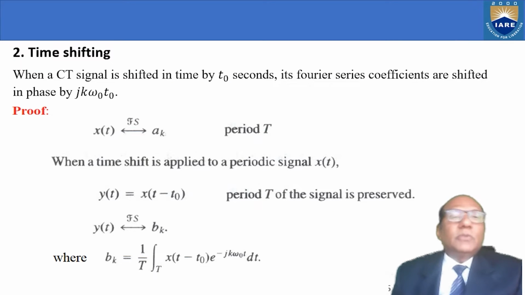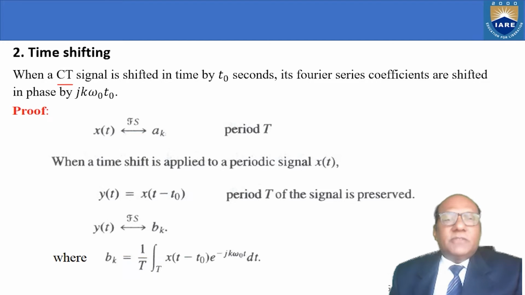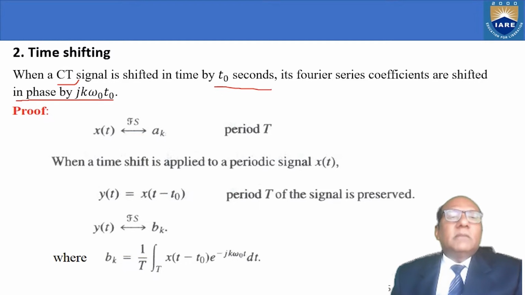Now let us move to the second property, that is time shifting. Consider a continuous time signal. CT means continuous time signal, which is shifted by t naught seconds. Then its Fourier series coefficients are shifted in phase by a term that is proportional to t naught and k omega naught.